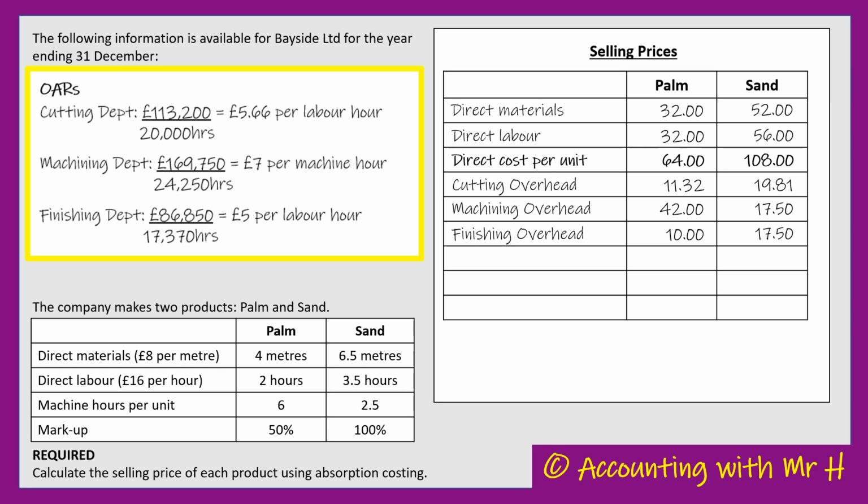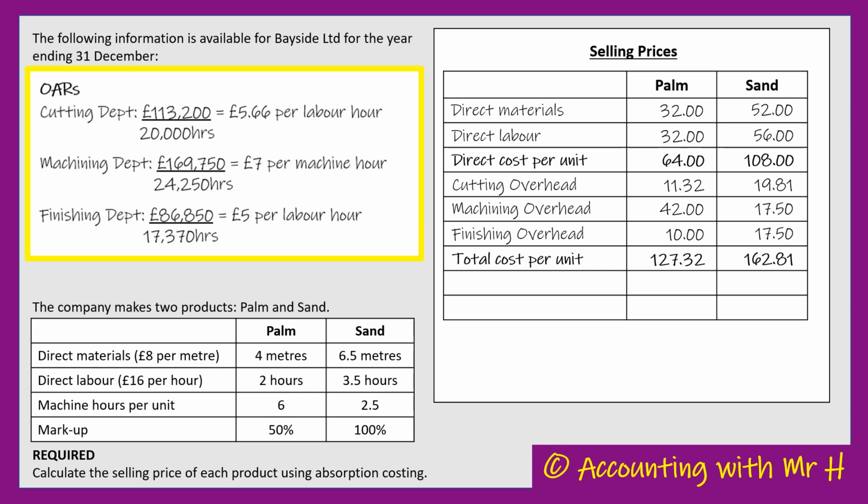Then what I might do here is just get a total cost per unit. So I'm now adding, so I've got the direct cost for a palm of £64. I'm just going to add on all of those overheads. So the 11.32, the 42 and the 10 gives me a total cost for 1 unit of palm, £127.32. Do the same for sand. So sand total cost using absorption costing, £162.81.